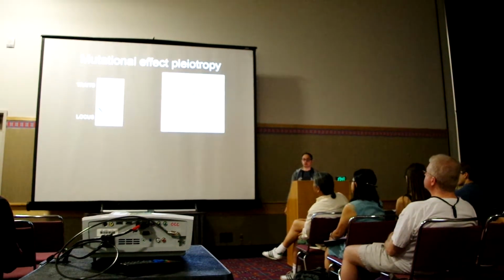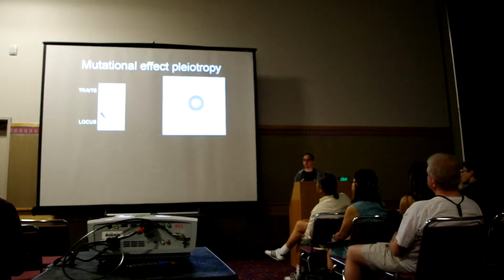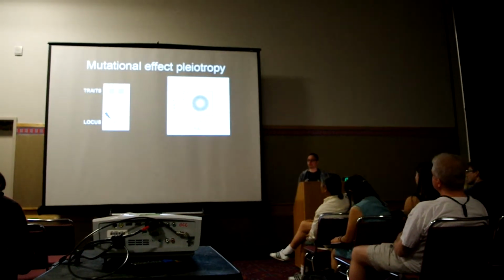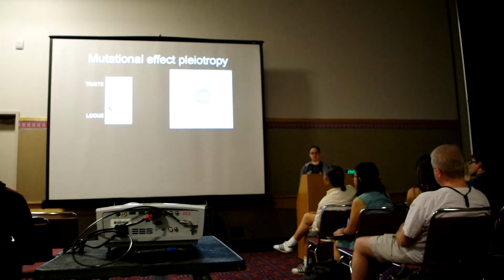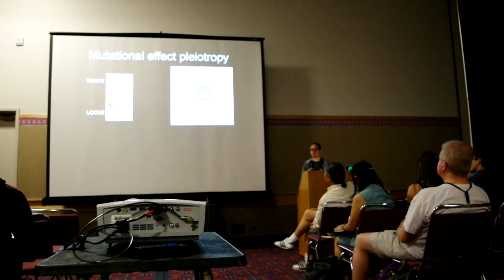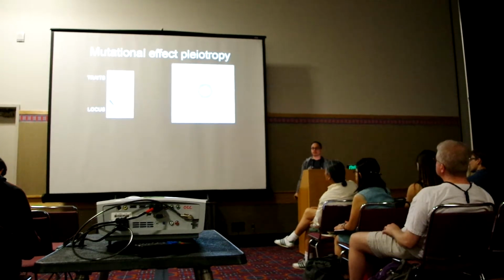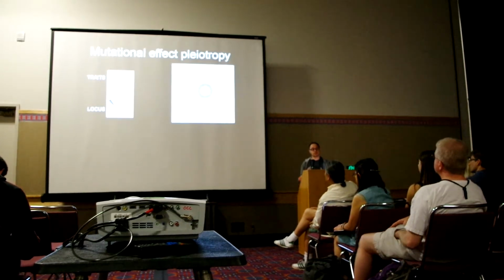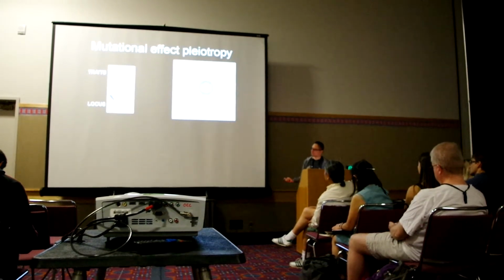Now I'm going to be talking about a specific type of pleiotropy, and that's mutational effect pleiotropy. And that's when a mutation at a particular gene or locus has an effect on more than one trait. You can think of that mutational effect as a distribution that is centered on zero, where a mutational effect that is close to zero is much more probable than a mutational effect that is far away from zero.